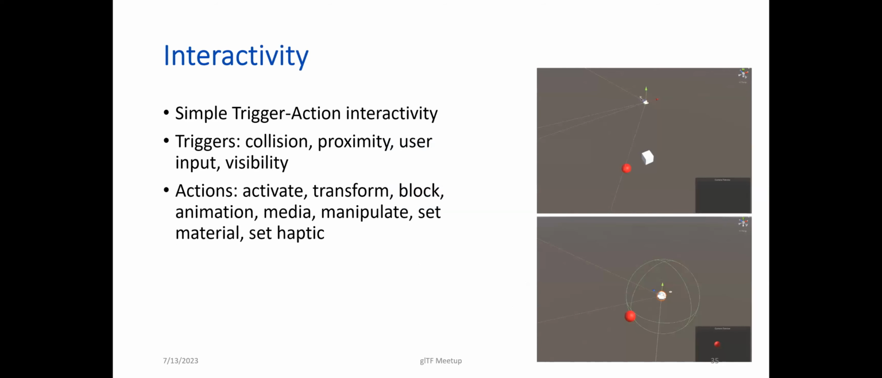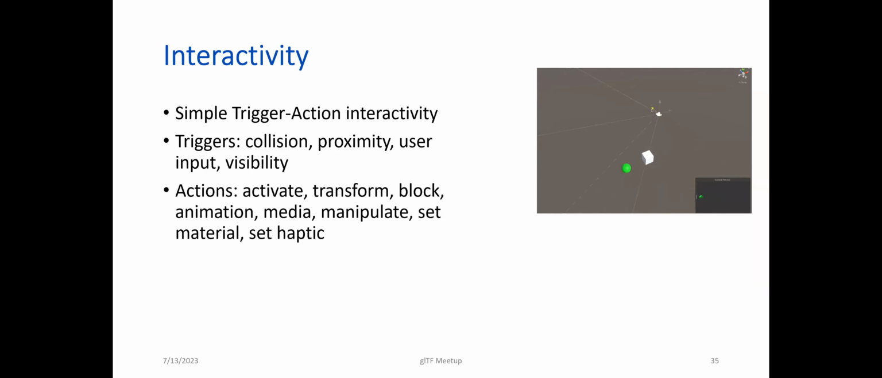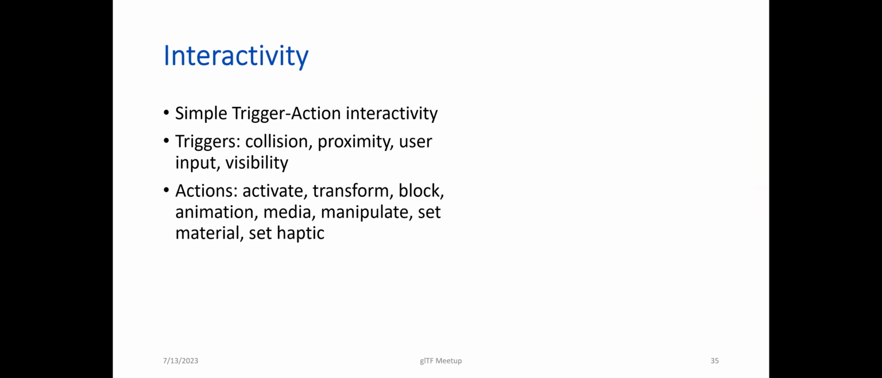The next extension is on interactivity. So this is the simple interactivity mechanism that works based on behaviors that bind triggers and actions. So you have triggers, which could be like collision or proximity or some user input or visibility of some object. And actions would be like activating something, transforming something, blocking the camera motion, starting some animation, playback of media, manipulating some parts of the scene, changing some material, and activating some haptics output.